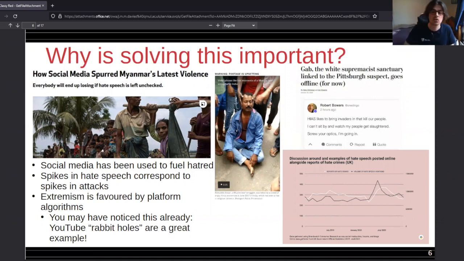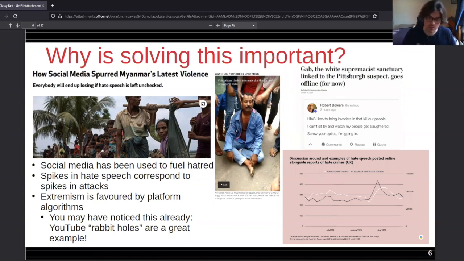If we have a look at discussion around and examples of hate speech posted online, alongside reports of hate crimes in the UK, we get something like the graph on the bottom right here, where you can see that there is definitely an uptick in reports of hate crimes when you've got a high volume of hate speech mentions. So we can see that there is really this impetus to reduce the amount of hate speech online. After the Brexit campaign, for instance, immediately after the vote even, the amount of rhetoric against, for instance, Muslims and any other minority in the UK went up by around 400%, alongside attacks as well, which went up.